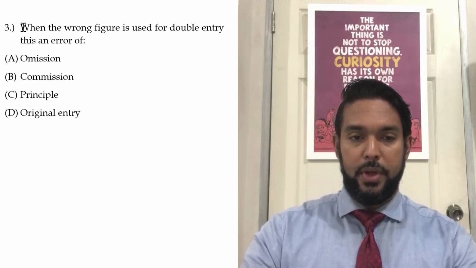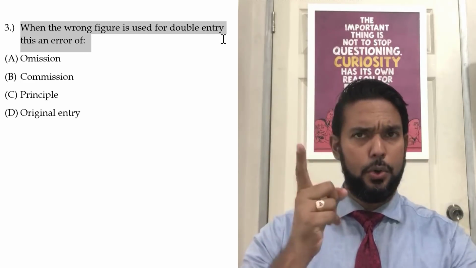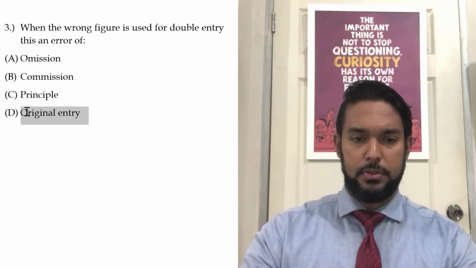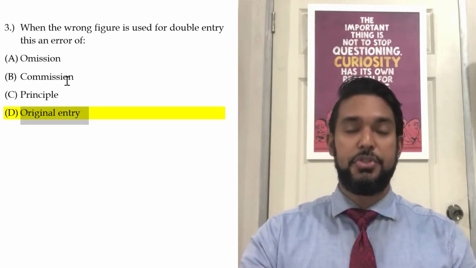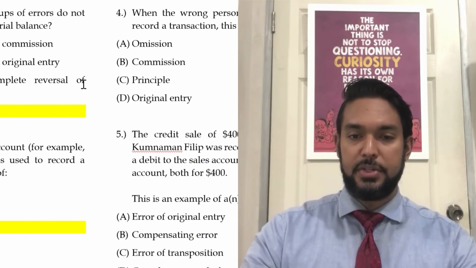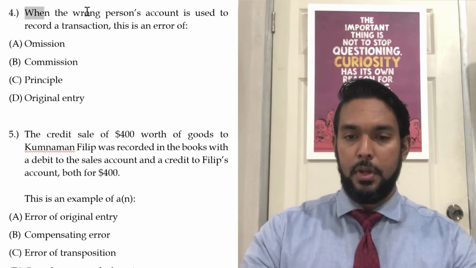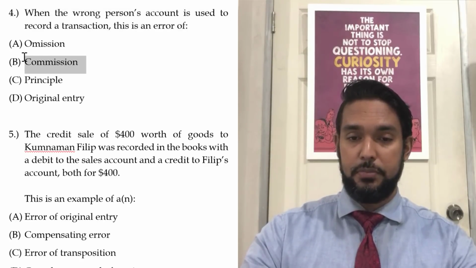All right, when the wrong figure is used for double entry, this is an error of, what did we say? Original entry. All right. Omission is where you completely leave it out. Commission is the wrong person. We just dealt with principal, wrong class of account. Let's go back up and let's go across to number 4. When the wrong person's account is used to record the transaction, that is error of commission.